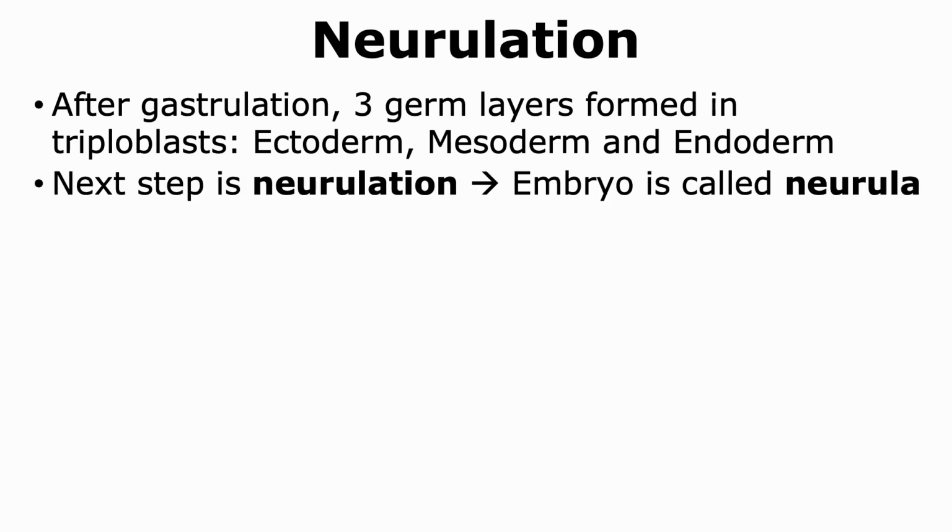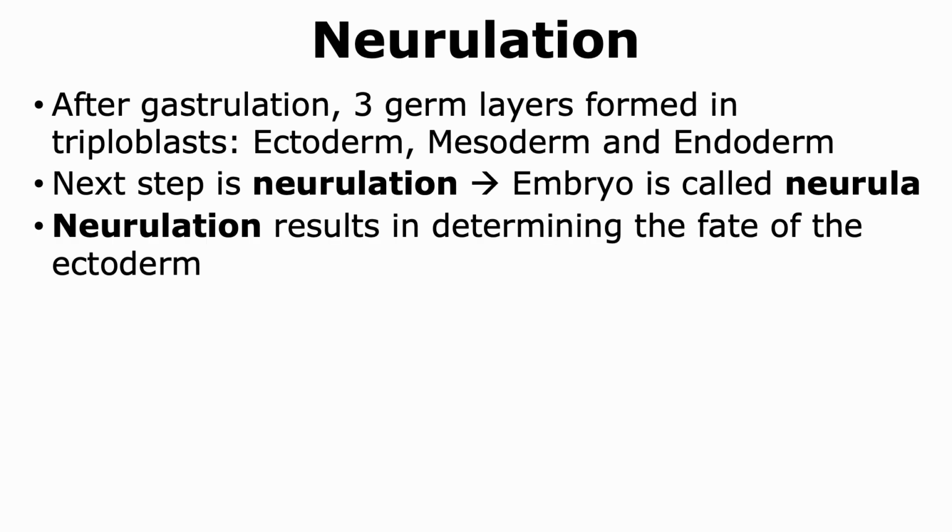After gastrulation, the embryo will undergo the process of neurulation, and the embryo that is in such a stage of neurulation is called a neurula. Now, neurulation is the process that results in determining the fate of the ectoderm.